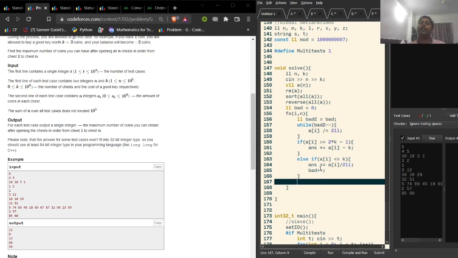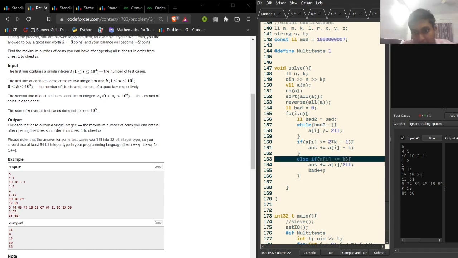Actually, if our value is less than 2k, so if A_i minus k is equal to A_i, not 2y, 2k, okay, k is equal to A_i by 2. Okay. I'm not extremely sure, but I just want to check if this works.